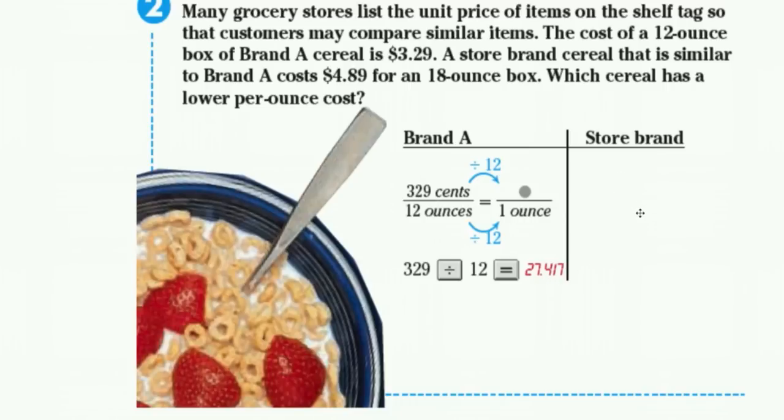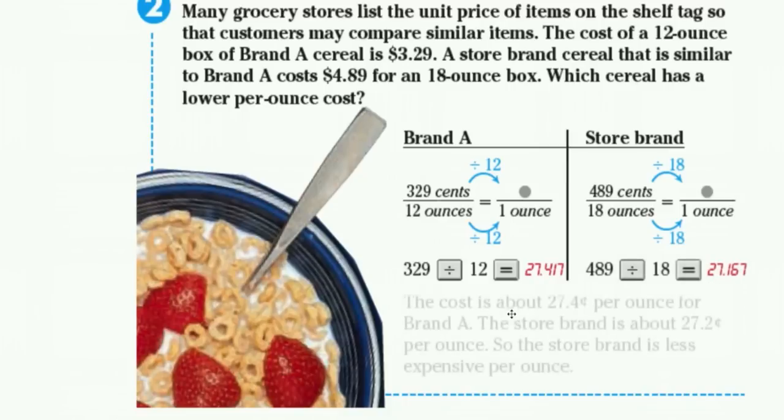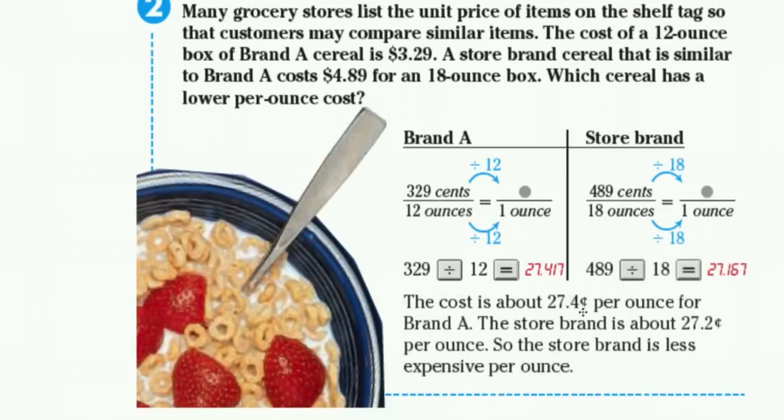Let's look at brand B, or the store brand. In the store brand, it's 489 cents per 18 ounces. To be able to make this into a unit rate, we need to divide the denominator by 18, and that's the reason why we need to divide the numerator by 18 as well. Using a calculator, it's 27.17 cents per ounce. So if you notice, the cost is about 27.4 cents per ounce for brand A. For brand B, the store brand, 27.2 cents per ounce. So the store brand is less expensive per ounce.